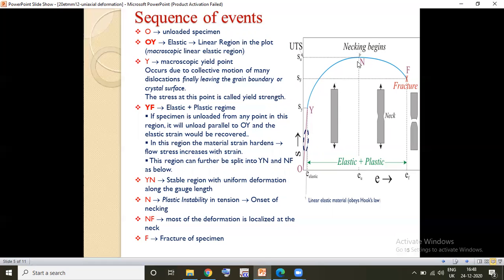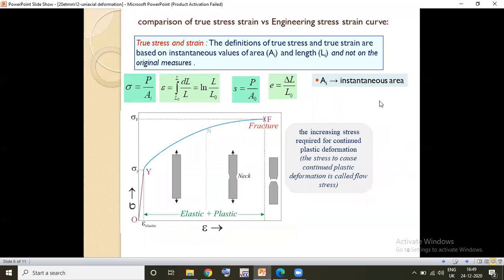At necking, you see that atomic debonding is starting to take place. From this region N to F, we can think of localized deformation taking place, and the material is going to fail at the fracture point F. So we have seen the engineering stress-strain curve.